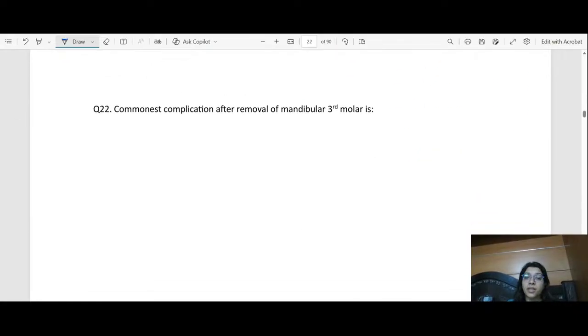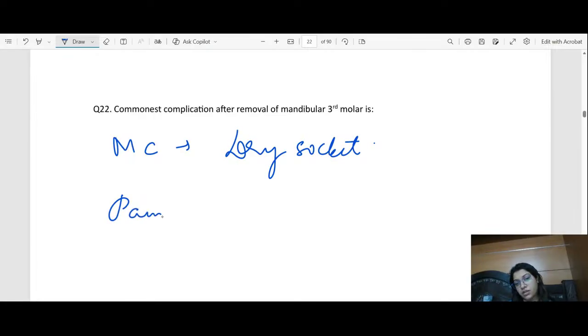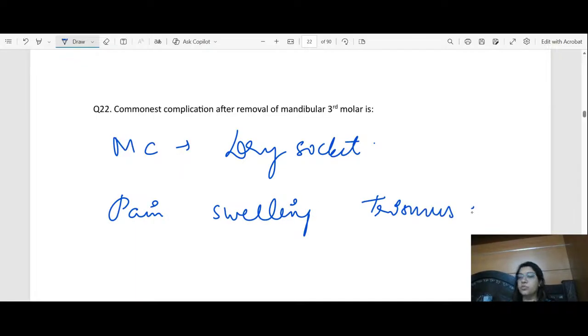The commonest complication after removal of the mandibular third molar is lingual nerve damage or dry socket. So the answer here is, most common will be dry socket. Other complications are also there: pain, swelling, trismus, okay, reduced mouth opening.